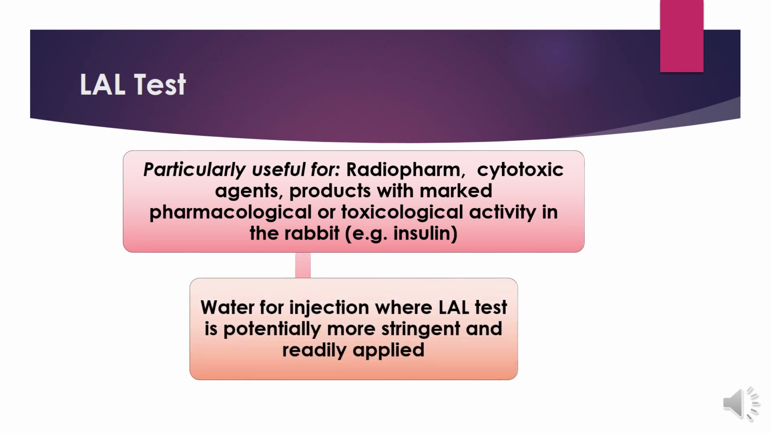For water for injection, the LAL test is more potentially stringent and readily applied. Stringent means it's exact, and it can be easily and readily applied. For water for injection, which is prepared in bulk in the industries for various preparations, it is more exact and easier to perform as compared to the in vivo test.